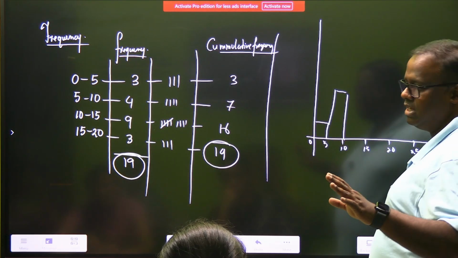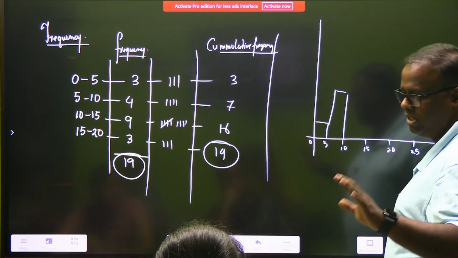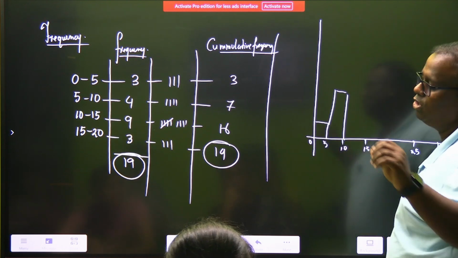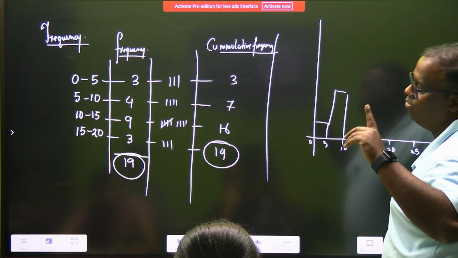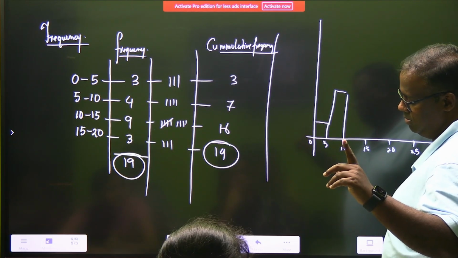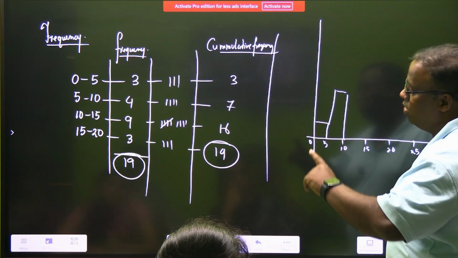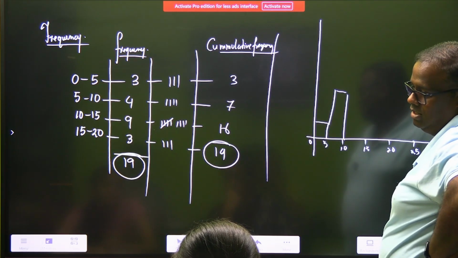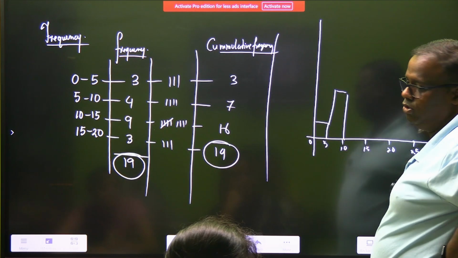आपने फ्रीक्वेंसी के साथ किया है, आप क्यूमुलेटिव फ्रीक्वेंसी के साथ भी कर सकते हो. It is not that the histogram has to be drawn only with frequency; cumulative also works. Keep one thing in mind whenever you are drawing a frequency, what you call a histogram. In a histogram or a frequency polygon, that should be continuous.